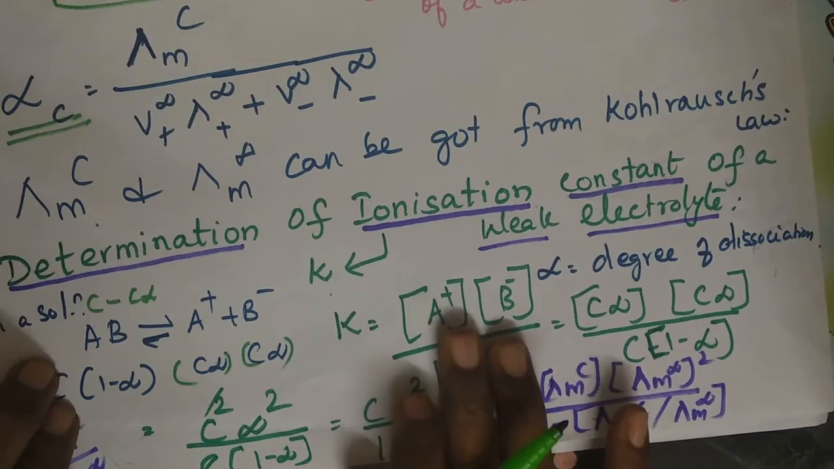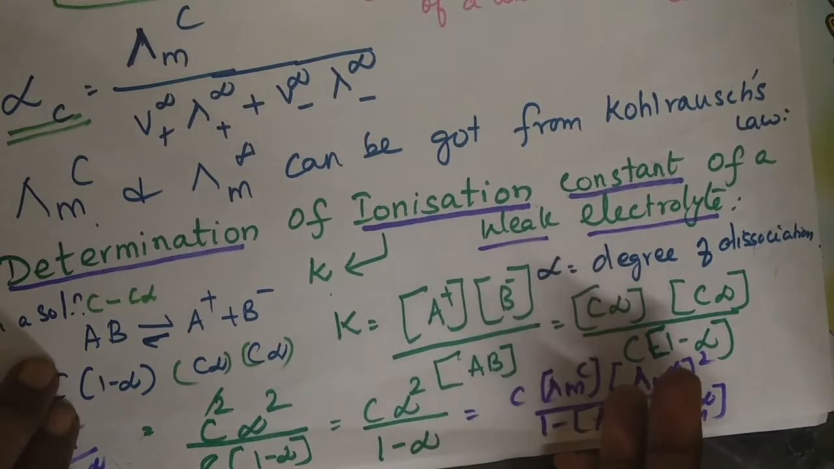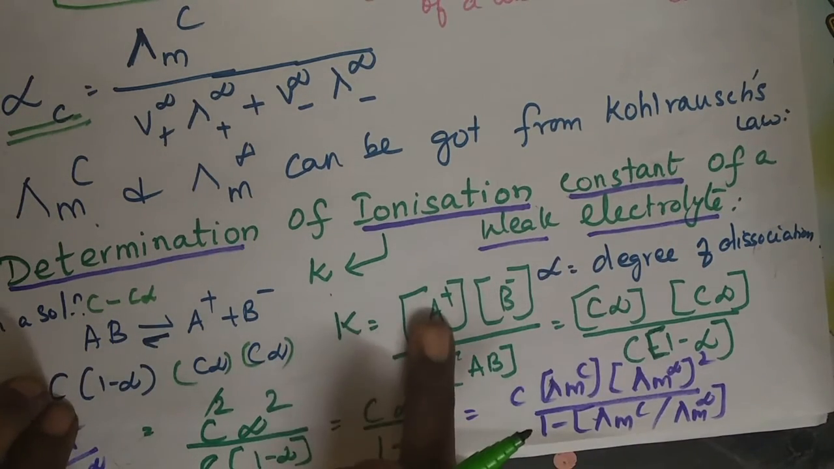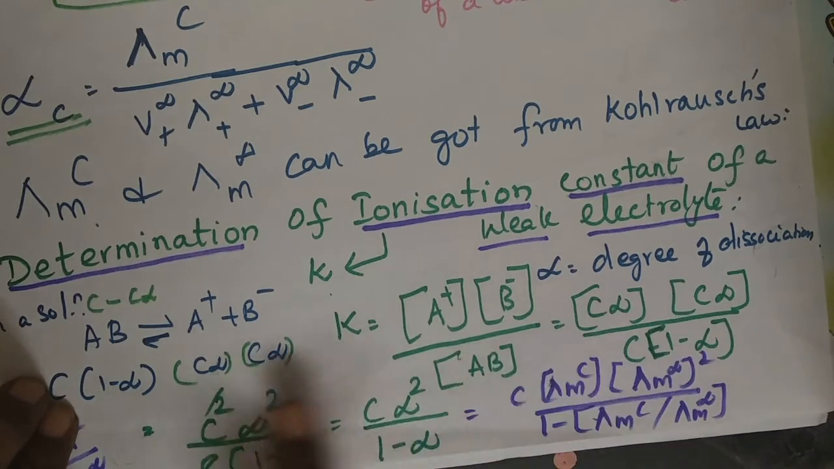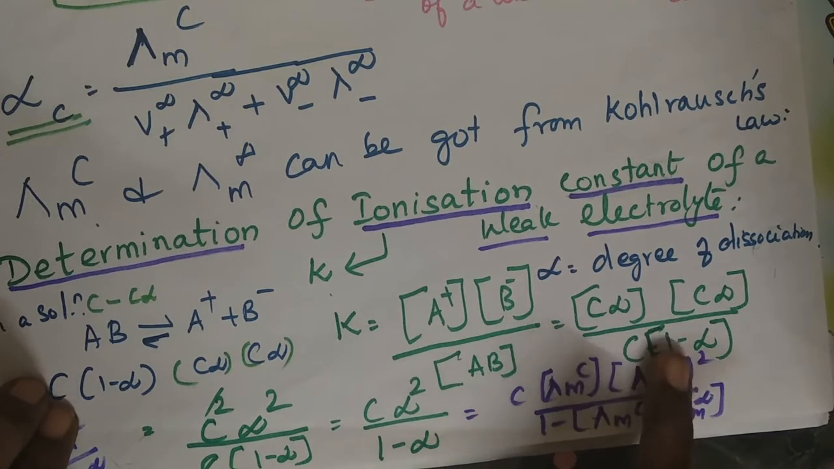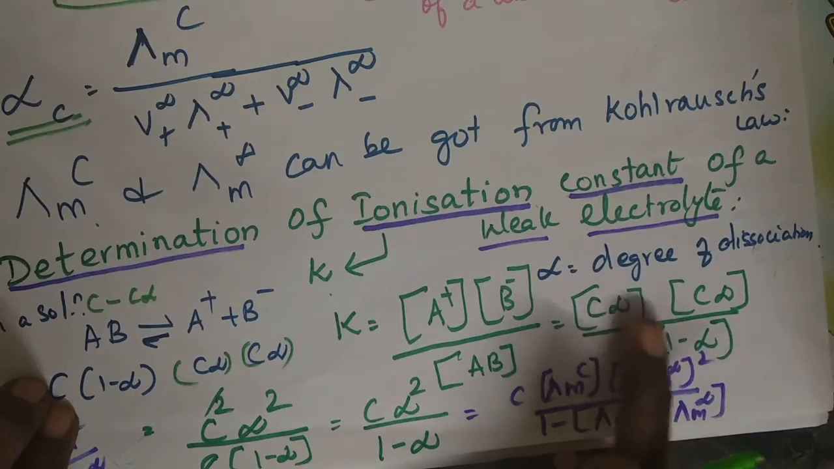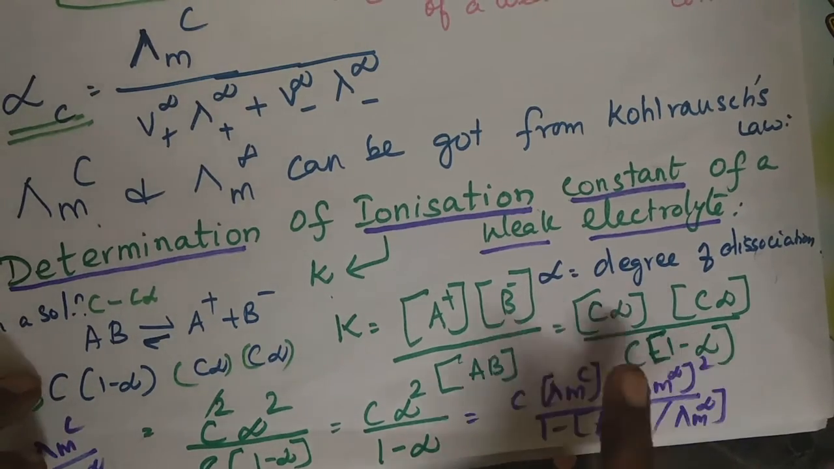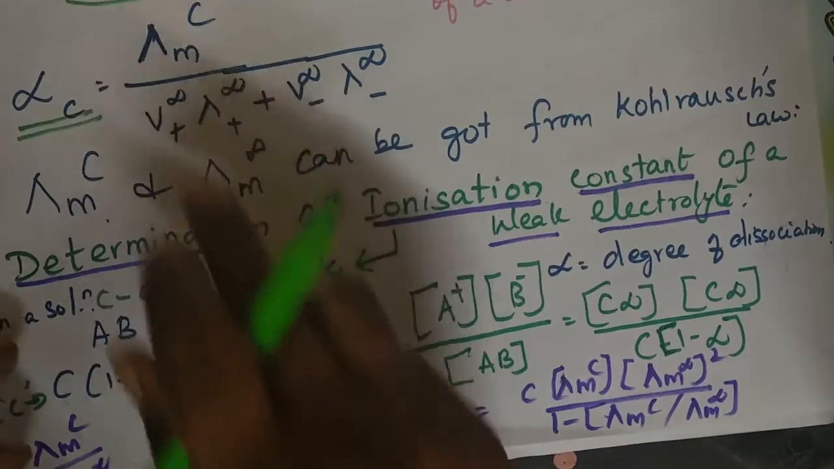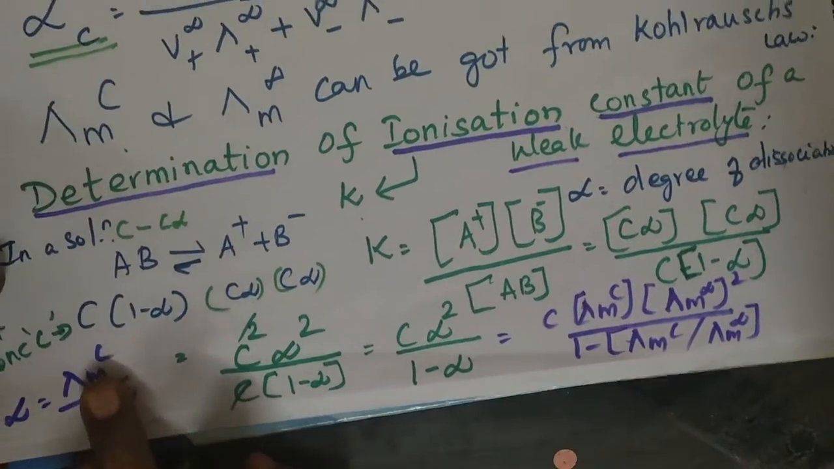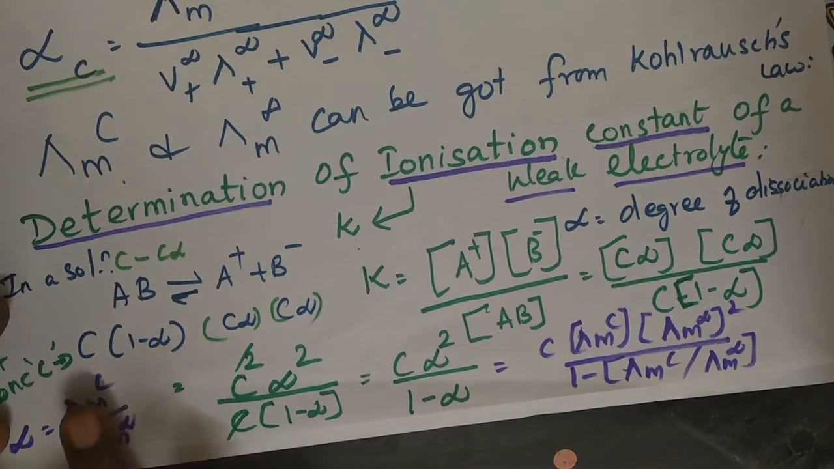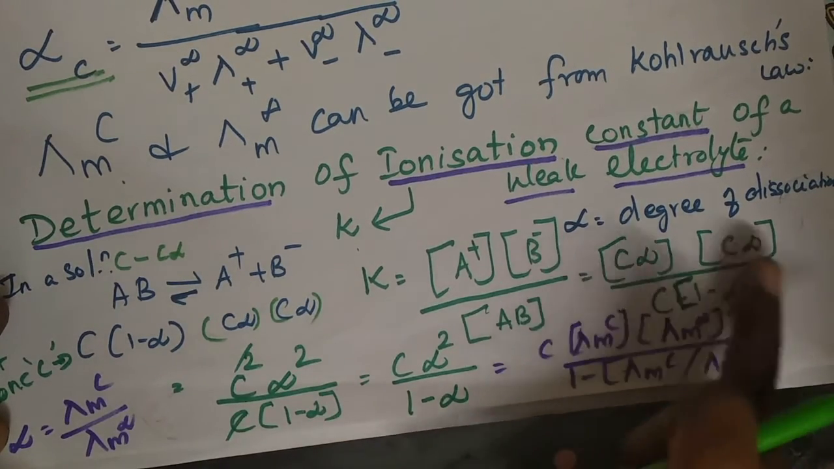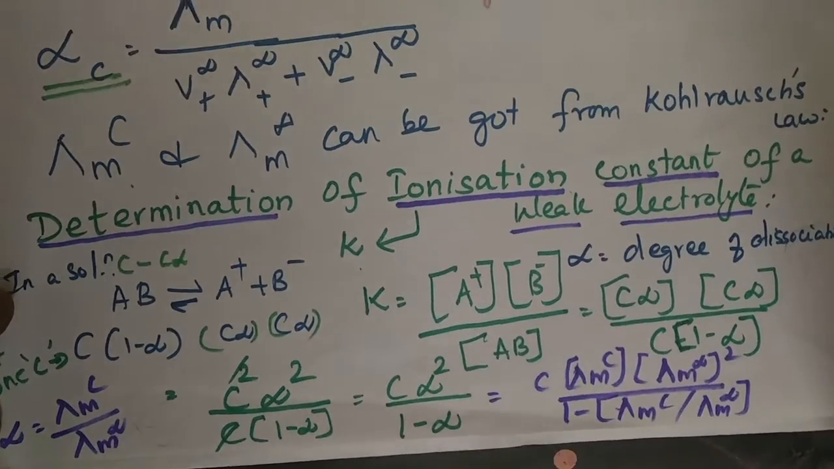With this we are going to apply alpha over here, because I know the A plus value is C alpha, the B minus value is C alpha, and I know the AB value also, that is C into 1 minus alpha. I know alpha is equal to, I got it from the previous one, otherwise I have written it here for you: alpha is equal to lambda mc by lambda m infinity. Just introduce that value over here. Wherever alpha comes, you just bring that down.